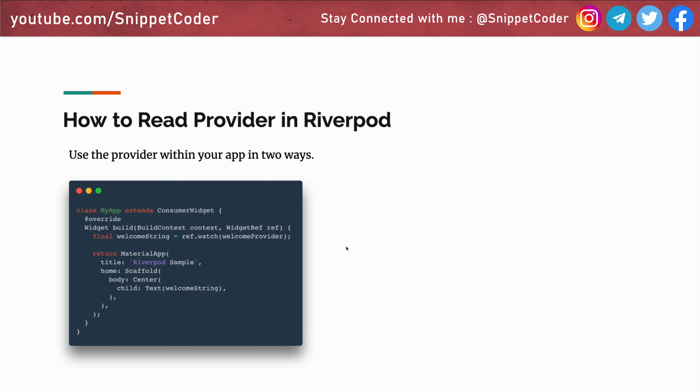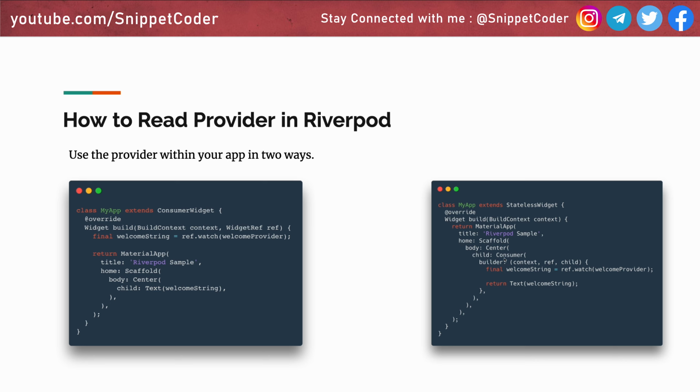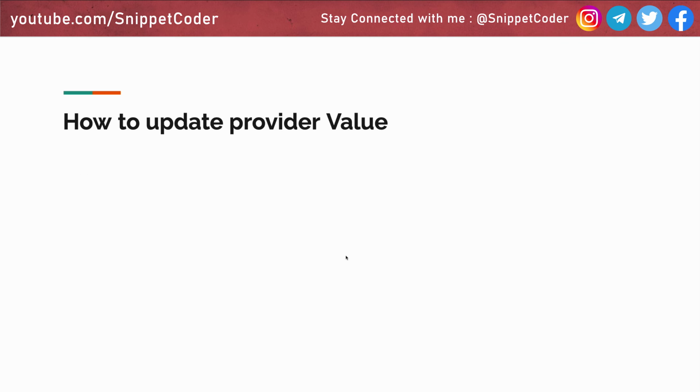And the second way is to use the Consumer widget, where we define the context, ref and the child, and we can do the same thing there. But the simpler way is by changing the StatelessWidget to a ConsumerWidget. That is way 1, and here you can see we are just extending it with ConsumerWidget. So how can we update this value in the provider?